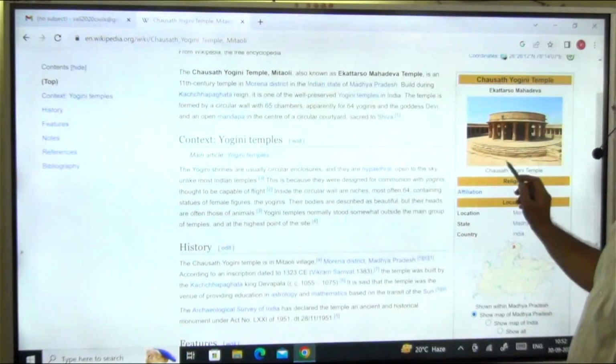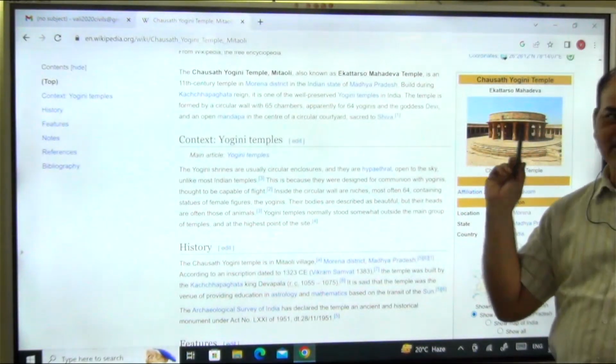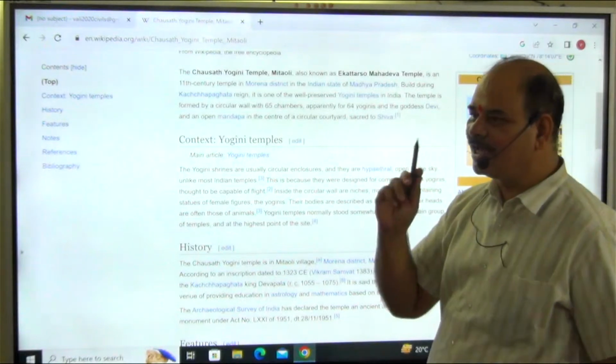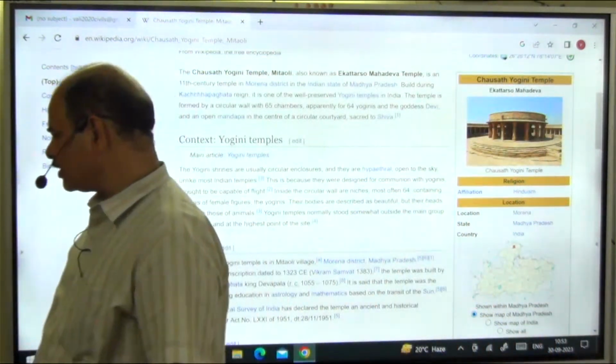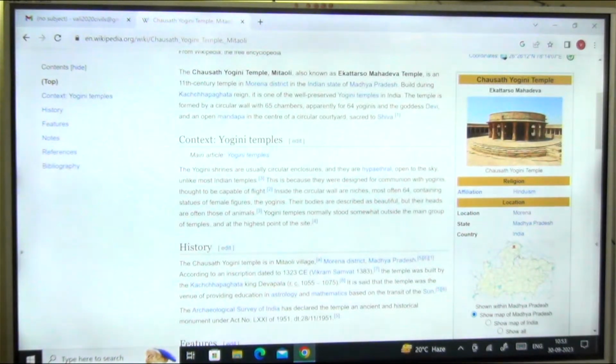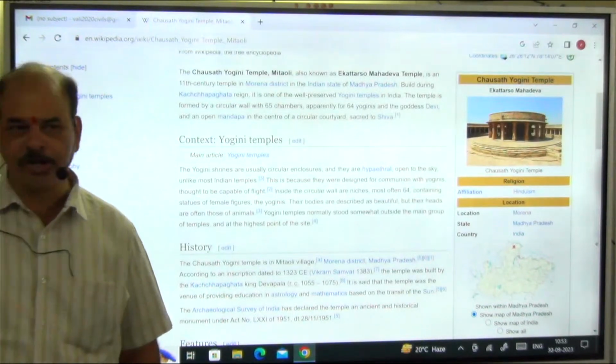You can see circular shape. Our whole parliament building is circular shape, whereas the present parliament building is not in the circular shape. Okay?